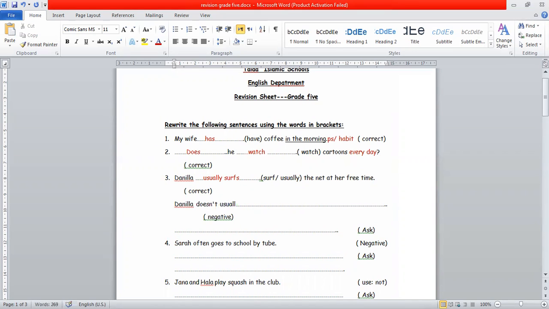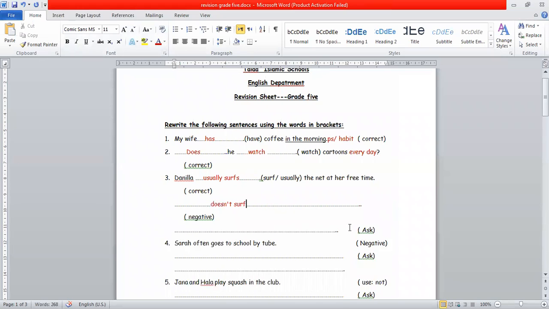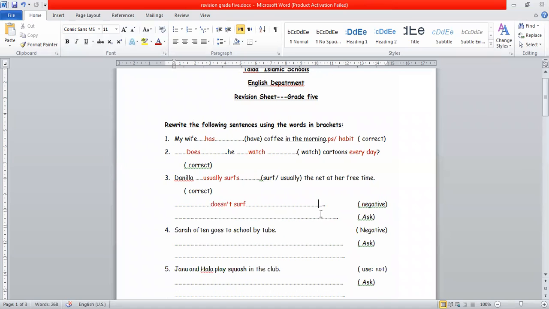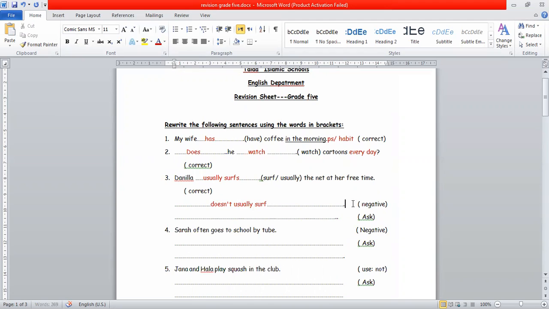Does Daniela usually surf the net at her free time? Why do you put doesn't? Because, can I answer? I didn't finish yet, my dear. Okay. So Daniela doesn't usually, because we have S in the verb and does catches the S. Do you remember this? Yes. Okay. So Daniela doesn't usually surf the net. So this is going to be the correct answer.